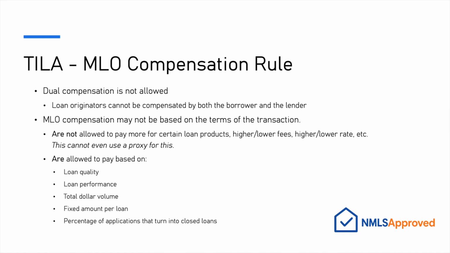We are allowed to pay based on the loan quality, loan performance, total dollar volume of loans originated, or a fixed amount per loan, $100 per loan, for instance, or a percentage of loan applications that turn into closed loans. These are the examples that are written into the law that are expressly allowed, and these are also what is expressly disallowed on the MLO comp rule. So make sure you know that we cannot pay more for certain loan products or fees or rate, but we are able to pay based on loan quality, performance, dollar volume, fixed amount per loan, or the percentage of loans that turn into closed loans.